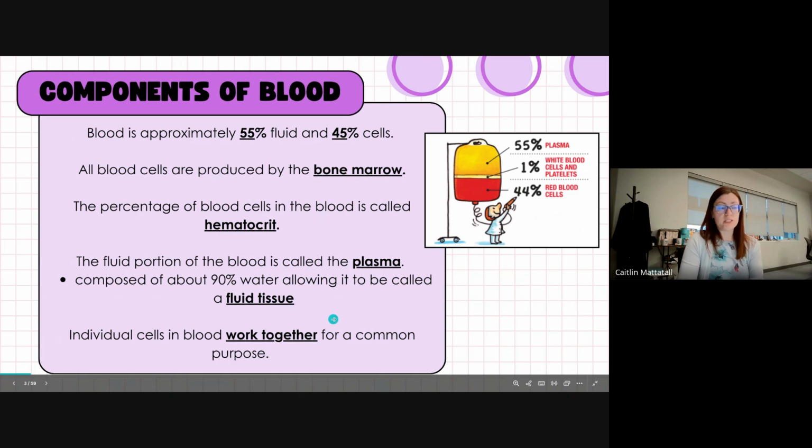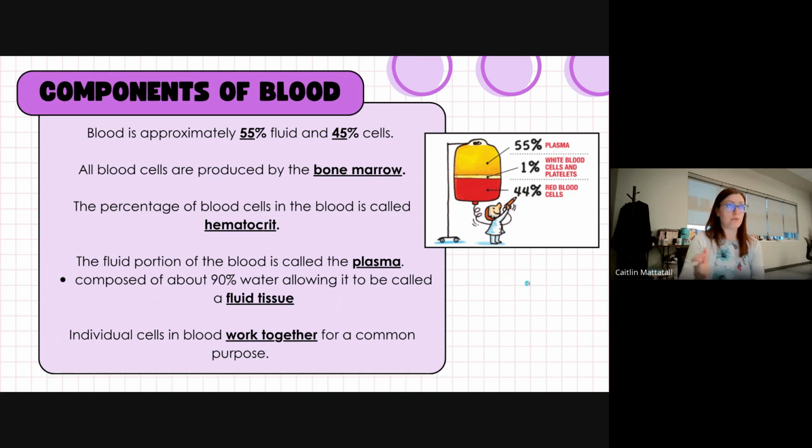And all of the individual blood cells that we're going to be talking about, so red blood cells, white blood cells, and platelets, they all work together for a common purpose, which is, again, to keep you alive.